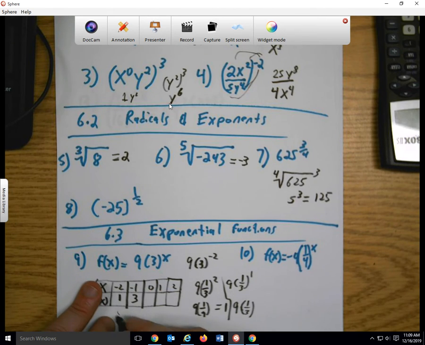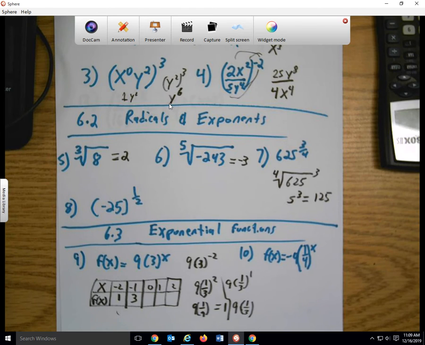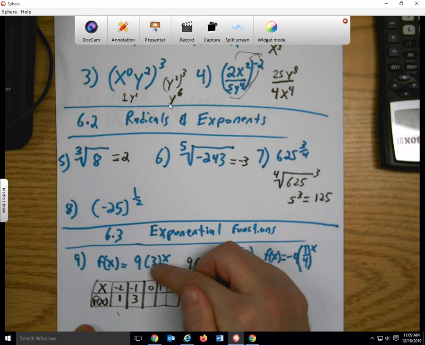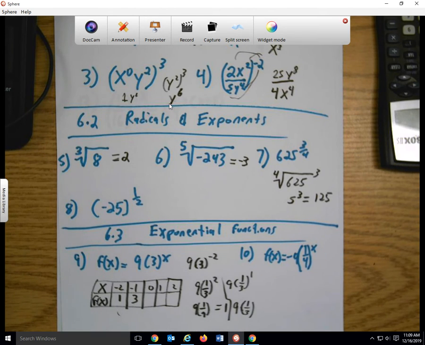And you might already be able to find the pattern. 0 is so easy, you can just do it in your head. Anything to the 0 power is 1, and 1 times 9 is 9.